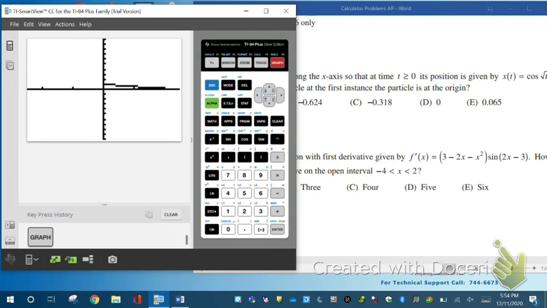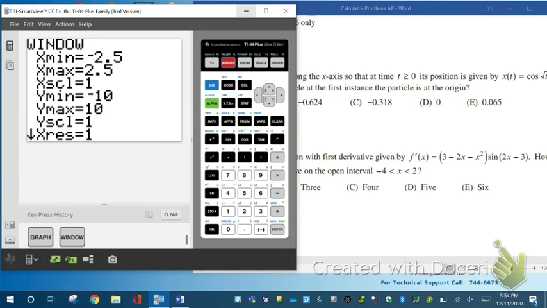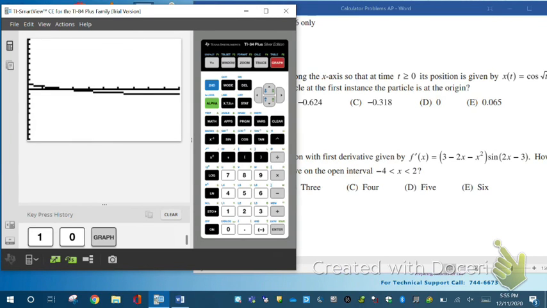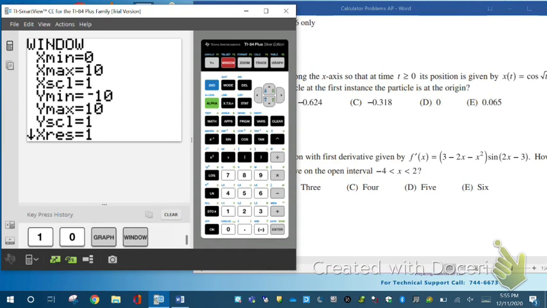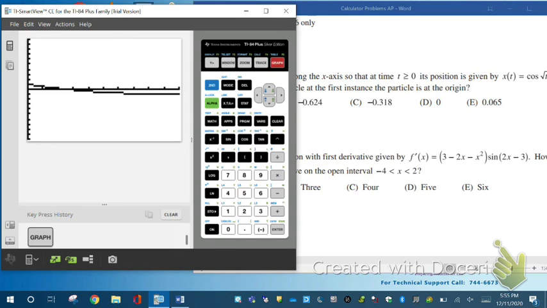Got to change my window. So I changed my window to go from 0 to 10 because time can't be negative. And I'm looking for the first time that this has a height of 0. And that's that x-intercept. And then you find your x-intercept like usual. Again, we're looking for that x-intercept. We're looking for this point here, because that's when the position is 0, because that's when the height is 0. And that x-intercept is going to be the same as pi squared over 4. This is instead of doing it by hand.